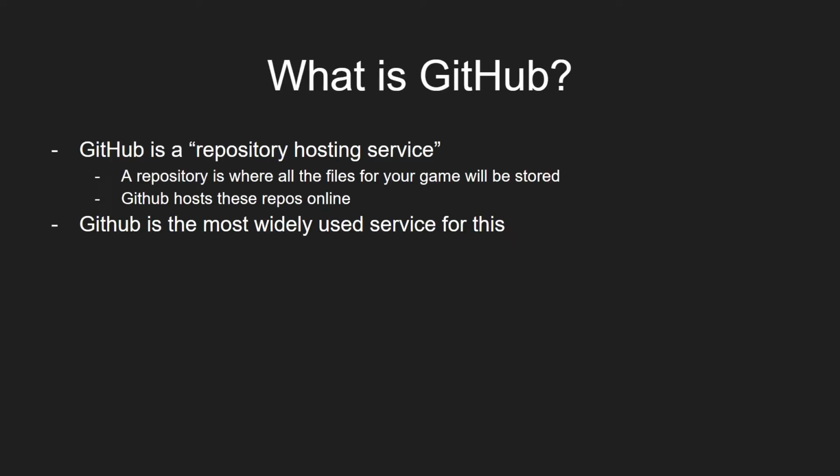Okay. So what is GitHub? GitHub is a repository hosting service, which may sound complicated, but it's really not. A repository, or a repo for short, is basically where your files for your project will be stored. And so everything that goes into your project, from the assets to the code to the music, it's all going to be hosted in this repo. And GitHub is the online service for hosting these repositories online.